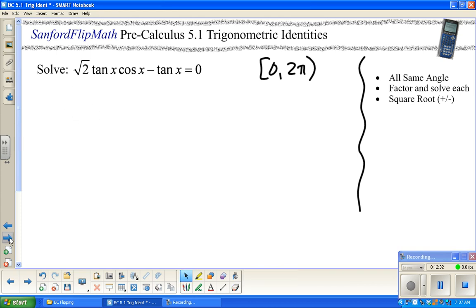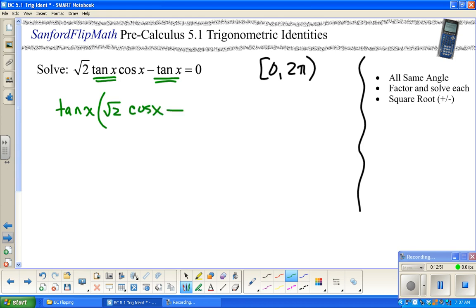Okay. Can we factor it? Well, worth noting that we have a tangent in common. So let's try factoring that out. We're going to undistribute. We're going to factor out tangent, and what's left is square root of 2 times cosine, and then what times what do you multiply tangent by to get tangent? Well, just 1.